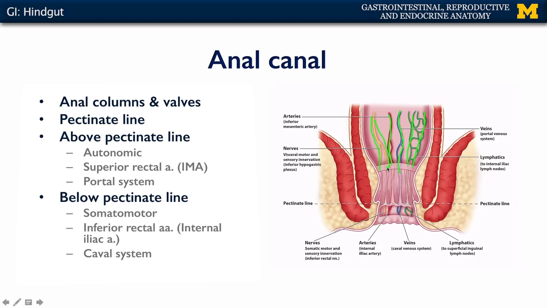Below the pectinate line, or the anus, we have a transitional zone, and then it moves into skin. So it's no longer mucosa anymore. And that skin and transitional zone are served by inferior rectal arteries, which are branches of the internal iliac artery, inferior rectal veins, which drain into the inferior vena cava, and the lymphatics drain into the superficial inguinal lymph nodes. In terms of the nerves, this area is served by the inferior rectal nerves.